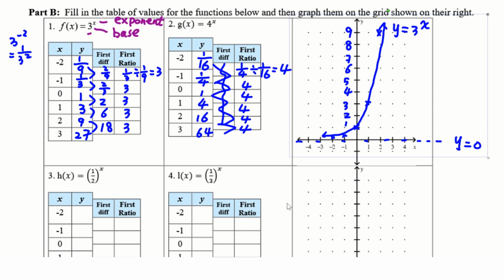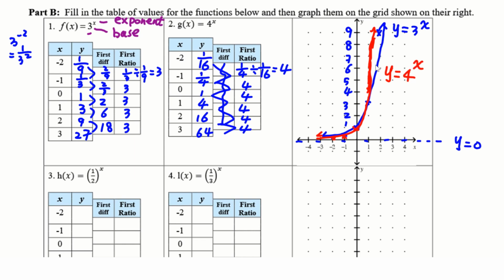Then 4 to the exponent x will be lower than this 1/9, so it's -2, 1 over 16, -1 a quarter, then 0 is 1, the same. 1 is 4, 2 is 16, so it goes up faster. So you just connect them, it will be steeper. So it will be just more smooth. So y equals 4 to the exponent x.